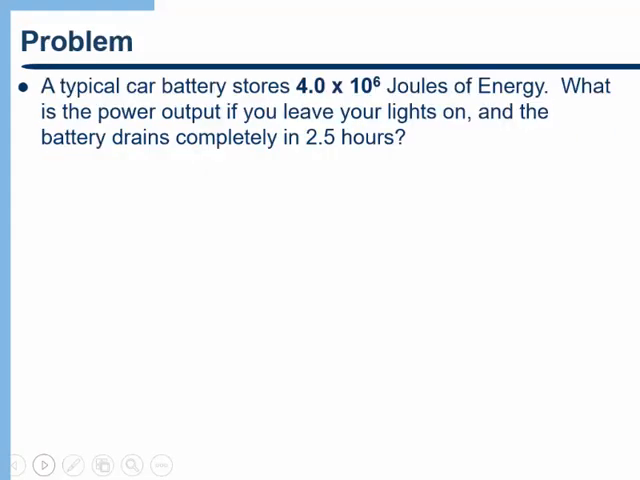Go ahead and try this last problem. A typical car battery stores 4 times 10 to the 6 joules of energy. What is the power output if you leave your lights on and the battery drains completely in 2.5 hours?